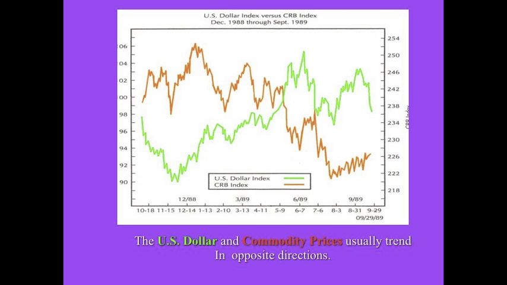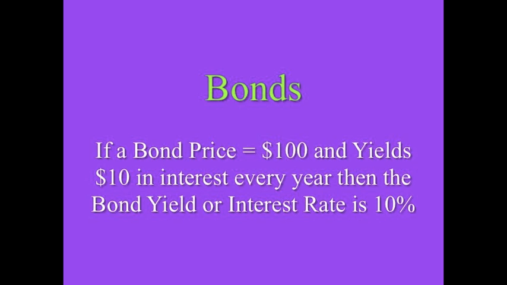And that makes sense once again because if the dollar is rising, getting strength, and commodities are priced using dollars, well then, as the dollar rises, fewer of those dollars would be demanded to purchase a unit of commodities, whether it's a barrel of oil, an ounce of gold, or any other commodity that's out there. Now, before I discuss the relationship between commodities and the bond market, it's important to first understand how the mechanics of the bond market work. Basically put, if you have a bond price that's equal to $100 and yields $10 in interest every year, then the bond yield, or the interest rate, is 10%.